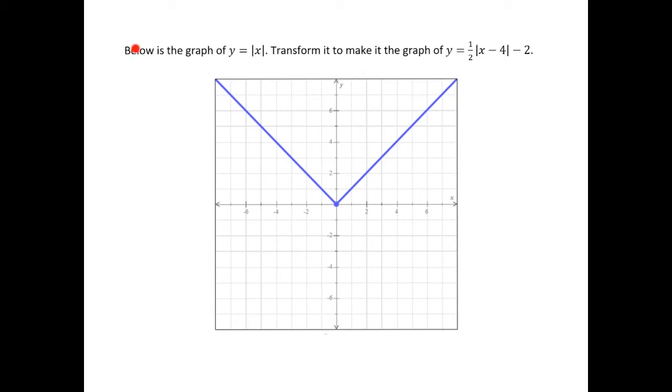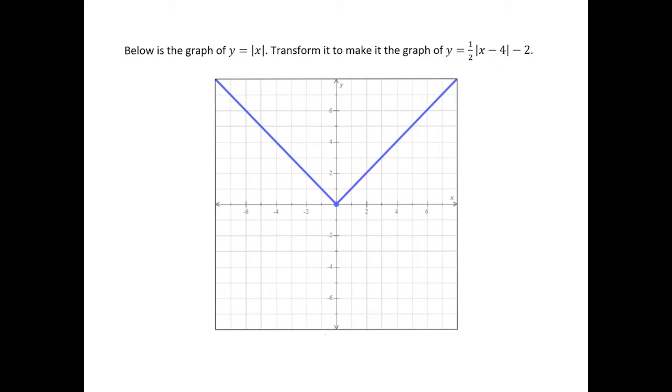In this problem, we have the graph of y equals absolute value of x, so this characteristic V shape. We want to translate it to make the graph of y equals 1/2 times the absolute value of the quantity of x minus 4, and then subtract 2 from the whole thing.